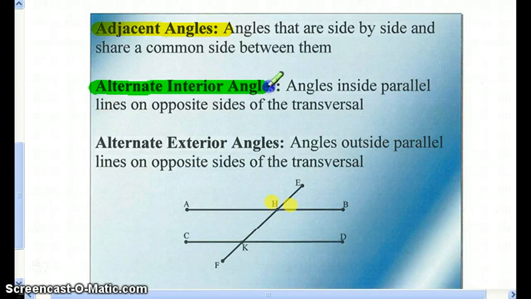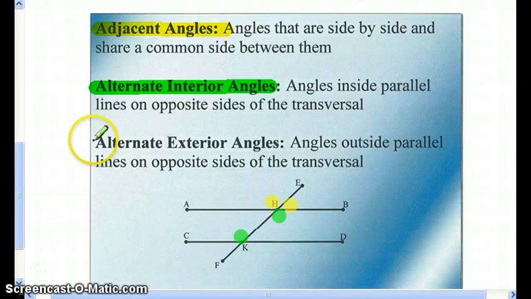Alternate interior angles are angles that are inside the parallel lines on opposite sides of the transversal. I want you to highlight just one example of alternate interior. So we have to be inside of the parallels, and we have to be on opposite sides of that transversal. So one example would be the two angles seen here. So please highlight one pair of alternate interior. I'm going to show you the other example. The other example of alternate interior would be here, opposite sides of the transversal, inside of the parallel. In a diagram like this, there are only two pairs of alternate interior angles.